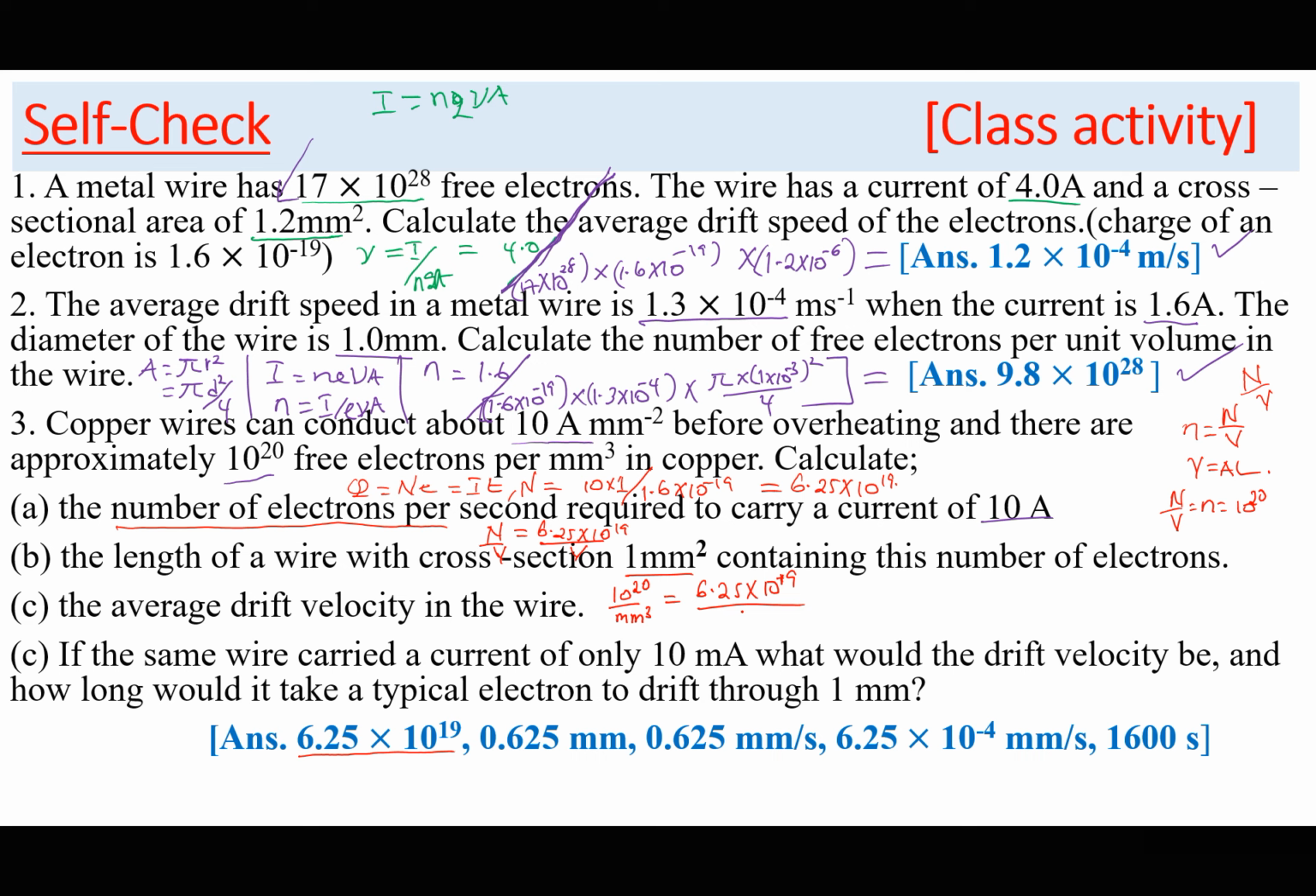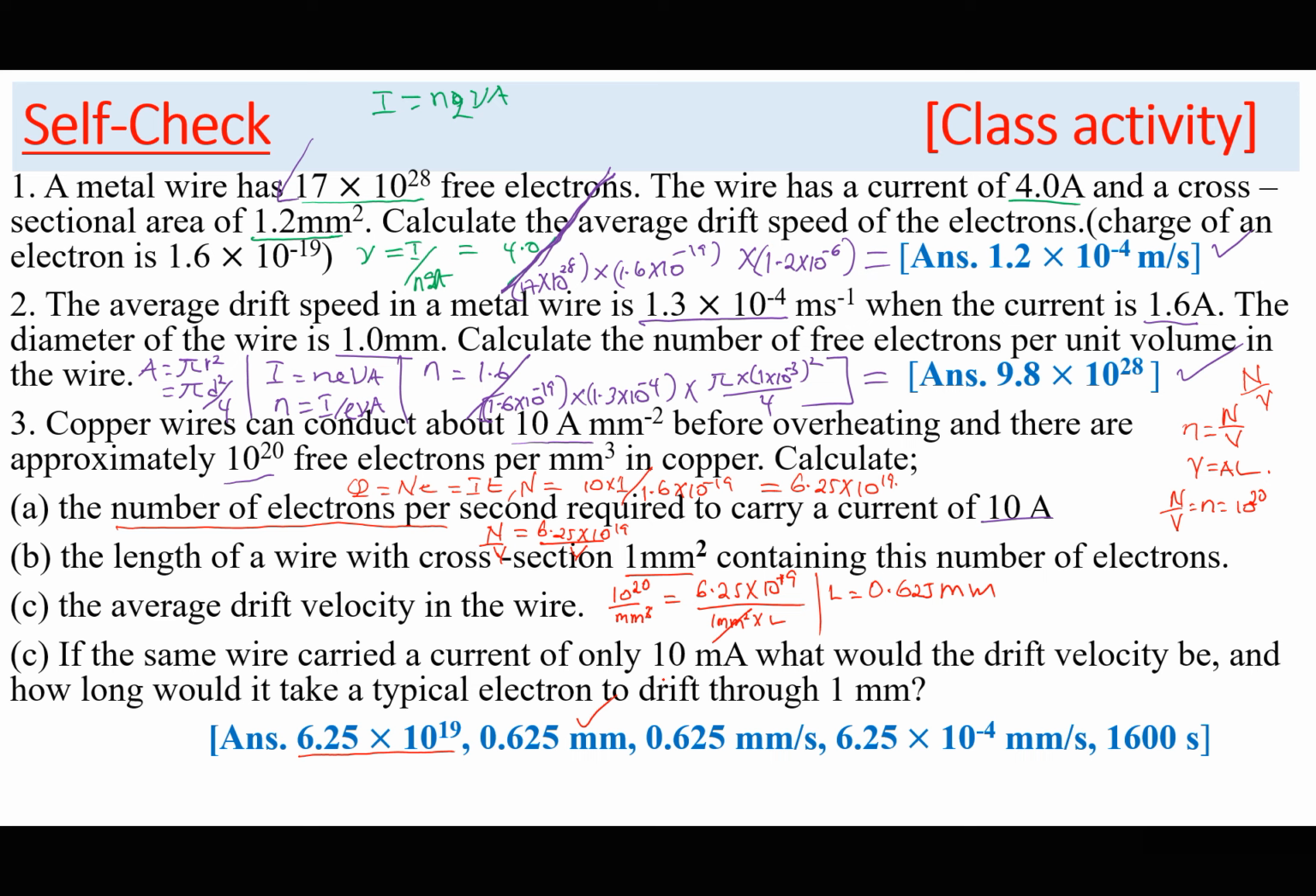Volume is cross-sectional area times L. The area is given as 1 millimeter squared, then times L. So I just make L the subject by dividing. So millimeters squared cancels, and the answer is in millimeters. So I have 6.25 exponent 19 divided by exponent 20. This gives me 0.625 millimeters, which makes this correct.